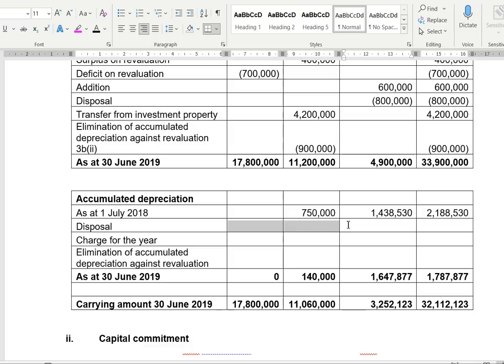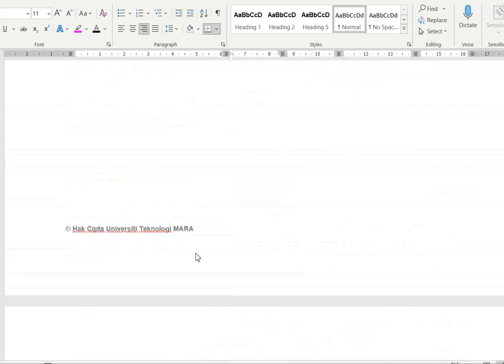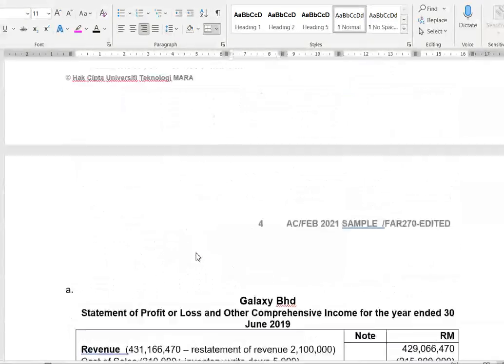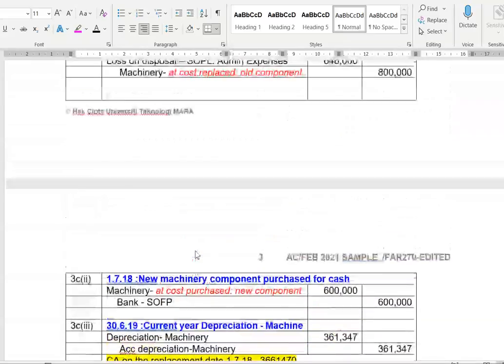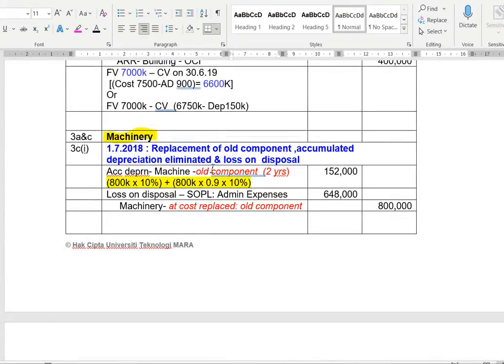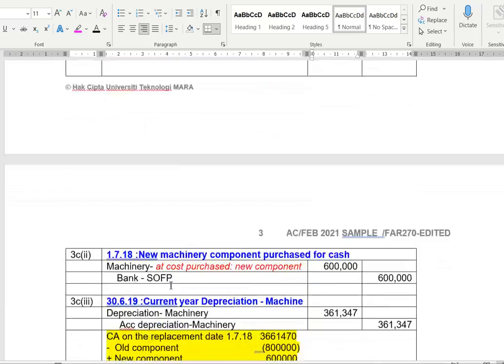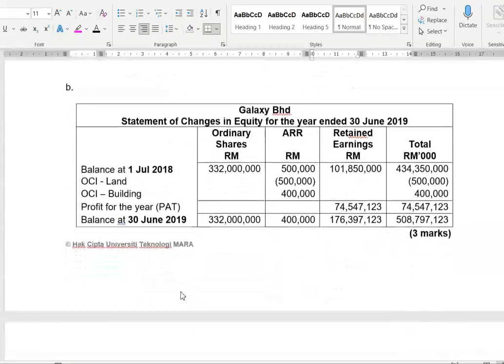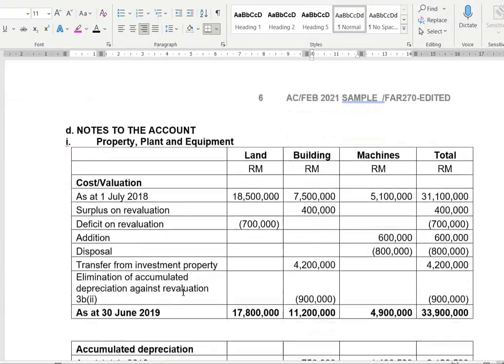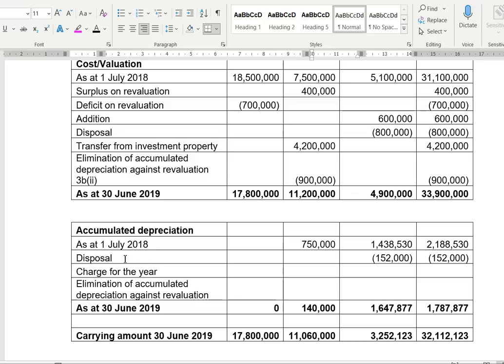The disposal is the disposal item 152. This is the one that we have debited our accumulated depreciation account when we were doing our replacement of old component. This was the one. C3C1, you can write down 3C1 for your easy reference. 3C1, I put here 3C1 for you to have a better idea of what you are doing.